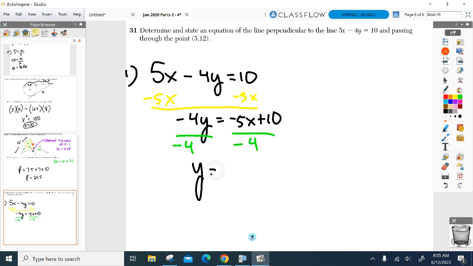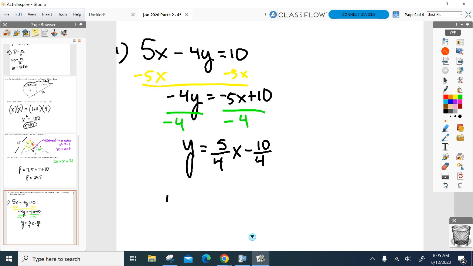All right, take a peek here. Everyone see a negative divided by a negative? So it's going to be 5/4 x. And the y-intercept here has no effect on the problem. So even if you get this one wrong, that it's negative 10/4, it doesn't matter. I'm concerned about the slope. All right, the slope here, 5/4.